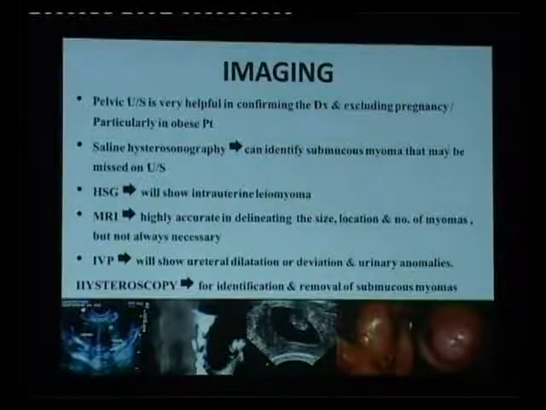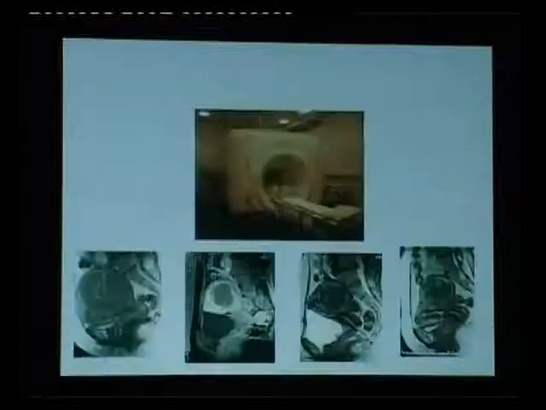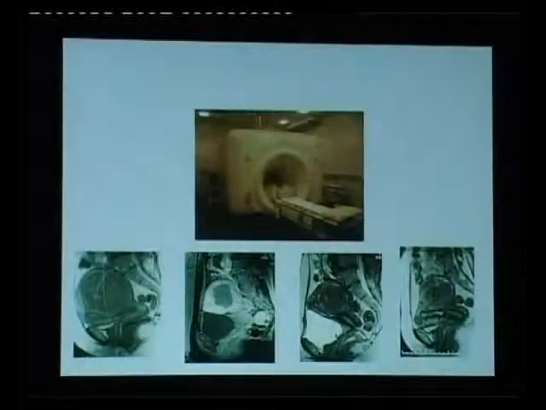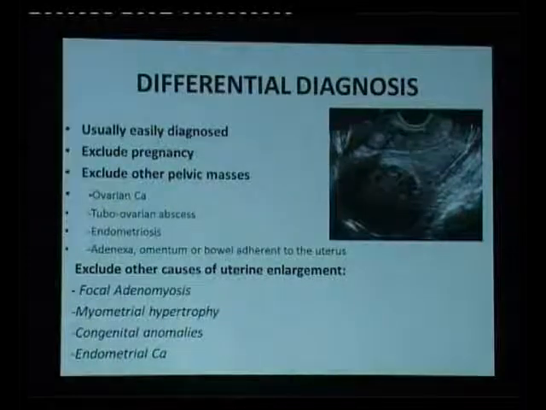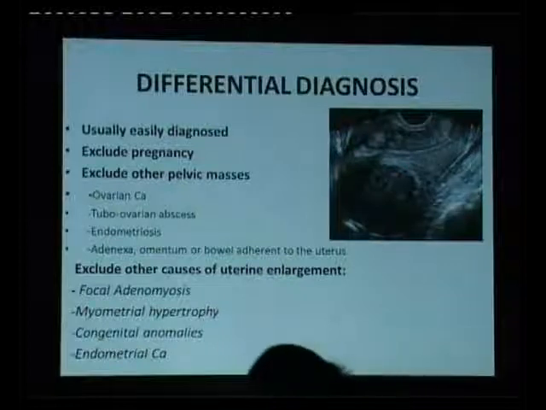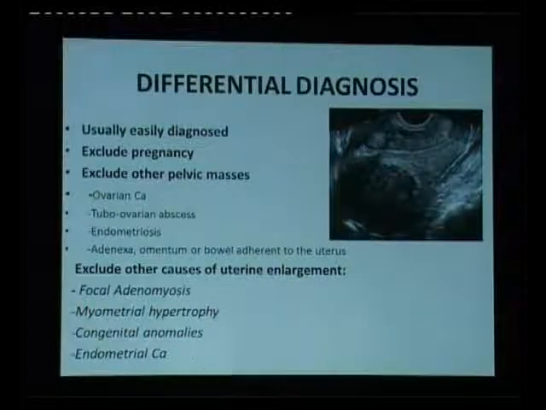Now we have a lot of issues. We can have a suspicion on HSG or on symptoms, but even on ultrasound, many a time it will be very difficult to have the accurate location of the fibroid, so we might need an MRI or an IVP, especially when you have a very huge size of fibroids. And the differential diagnosis could be anything in the pelvis that can mimic these fibroids.